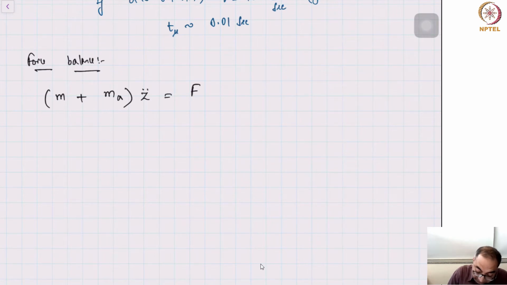Let's write down the driving force. Gravitational force is opposing. Viscous force is also opposing. And finally, we have a dynamic pressure, which is also opposing. Let's look at each of them. So let's start with the surface tension force.